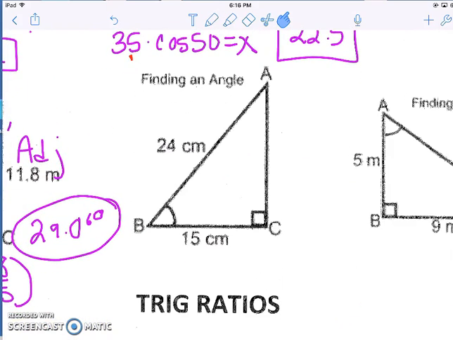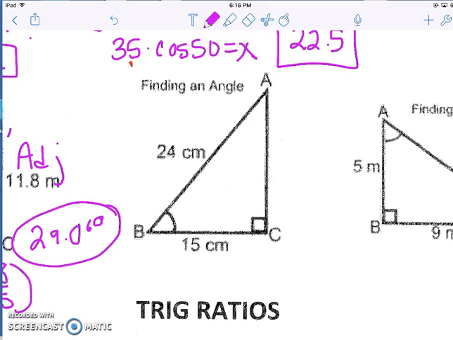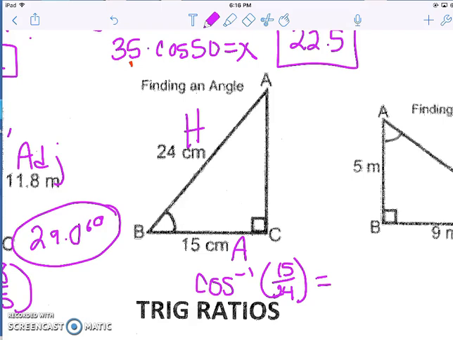Taking a look at another one where we need to find the angle. If this is our angle, here's our hypotenuse, and we have our adjacent. So again, we're finding an angle, so we have to use the inverse functions. So cosine negative 1 of 15 over 24. That'll give us our angle. And I'm going to leave that for you guys to type in. We'll just do the setup on these.